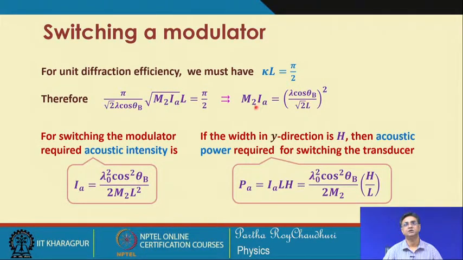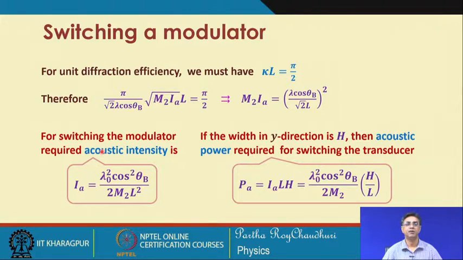So, that tells you M 2 into I, by squaring both sides, is equal to this. So, for switching a modulator, because this is your acoustic power, this is analogous to the situation of the electro-optic effect, where you were looking for a half-wave voltage, where the modulator will be switched and the phase difference will be pi.